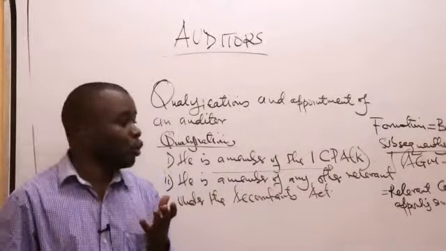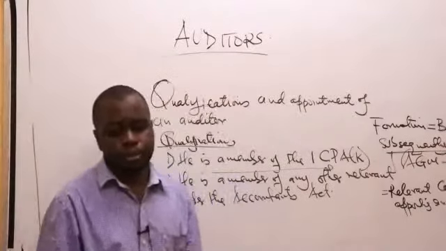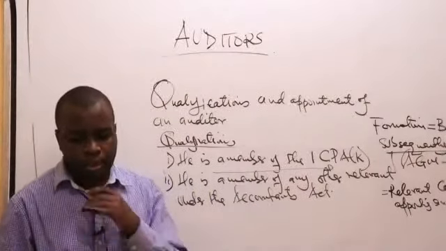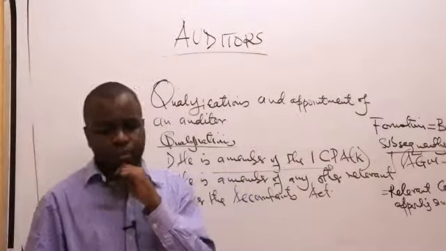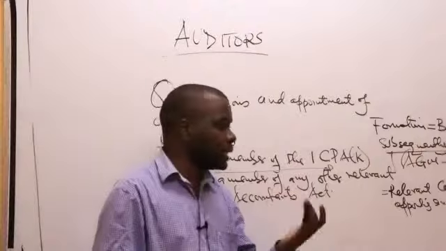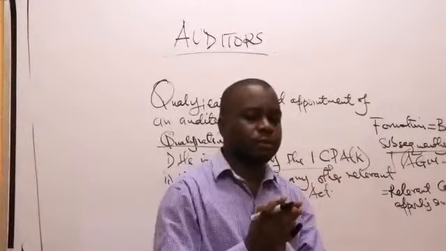Or maybe if the members feel that they're not comfortable with his actual work, so they decide that they'll pass a resolution for him not to be reappointed as the auditor of the company. So they decide to appoint another person. So those circumstances can make the auditor not to be reappointed.